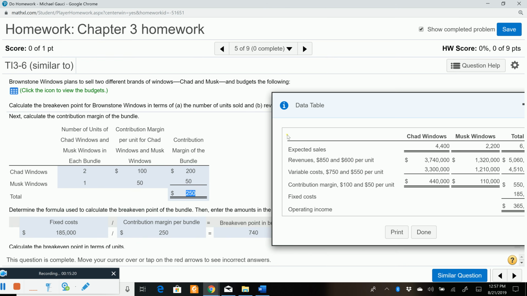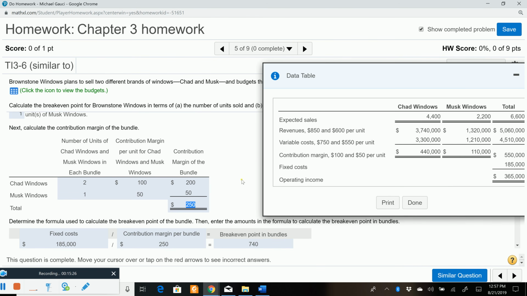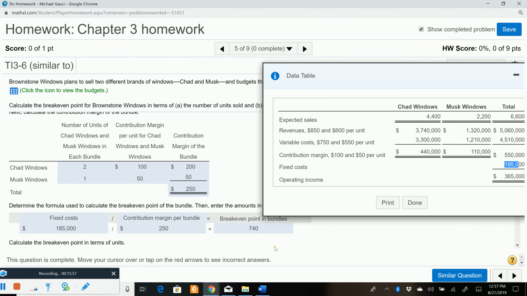So now we can go ahead and utilize the formulas that we learned to figure out the break-even point for this particular bundle. And if you recall, the break-even point for the bundle is as follows. The numerator is going to be the fixed costs. Well, the author gave that number to us already, $185,000, divided by the contribution margin per bundle, which we just calculated at 250. 185,000 divided by 250, that gives you 740 units in the bundle as your break-even point.